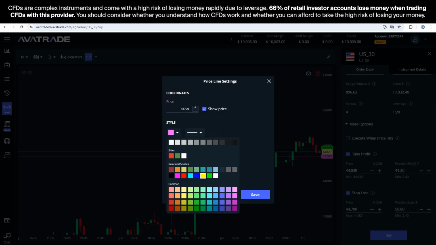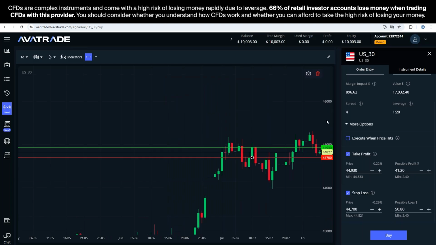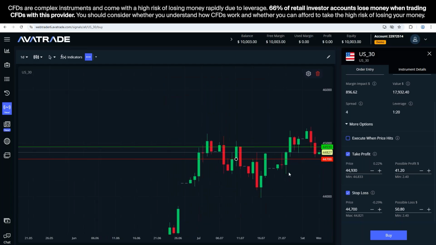And what I'm doing for you now, guys, is I am trying to draw here a picture of the levels that we're expecting. So this is where our take profit is, and this is where our stop loss is, the red line. If it gets to the green line, we're gonna make $40. If it gets to the red line, we're gonna lose $50.